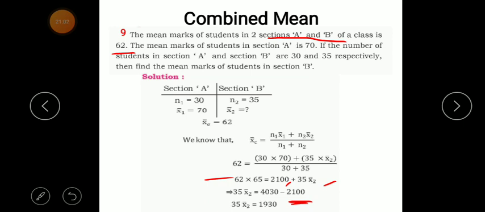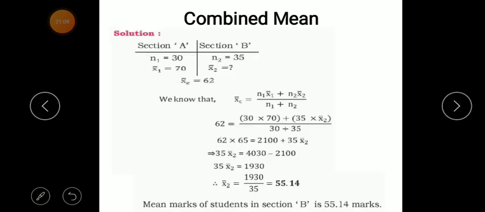Just solve it calmly using your calculators, you will get this. If you're not getting it, you can call me anytime. Now this is what I've got. The same thing I've shown in the next slide.